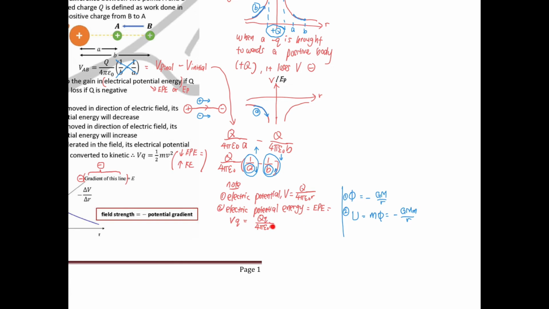So the bottom is r. This is also r. Then there is a constant there. So this one has a constant also, 1 over 4 pi epsilon naught. Okay, that is the constant. So it looks similar.